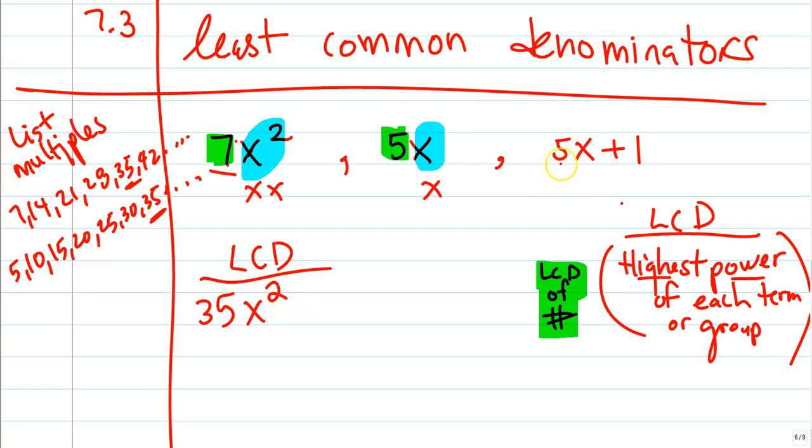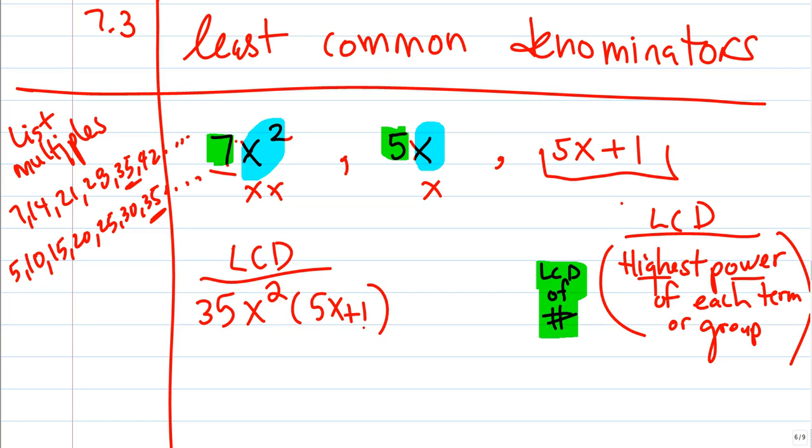Last is this kind of group over here, 5x plus 1. Well, what else does this need? Right? This 5x is not an x by itself. This is not a 5 by itself. What this is, it's its own group. And it is not in either of the other ones. So when you have a group like that, we'll keep the highest power of that individual group. So our least common denominator will also need that group.